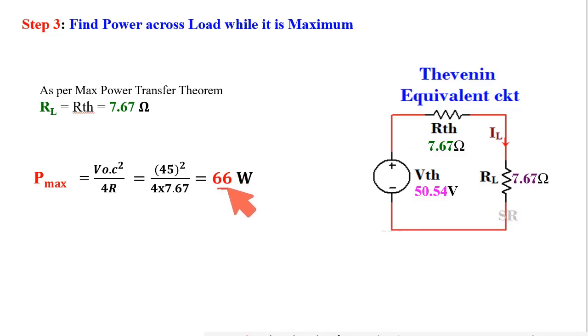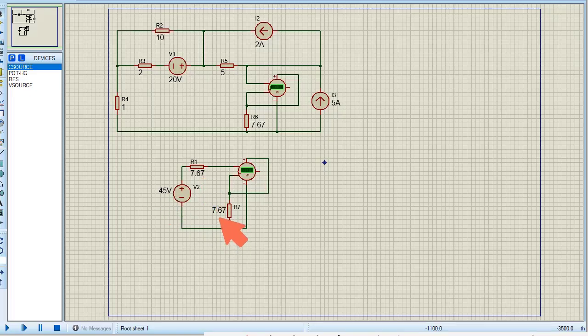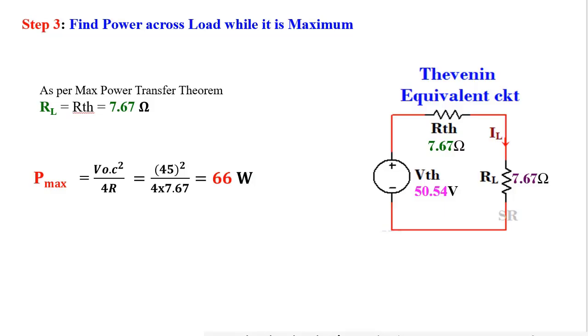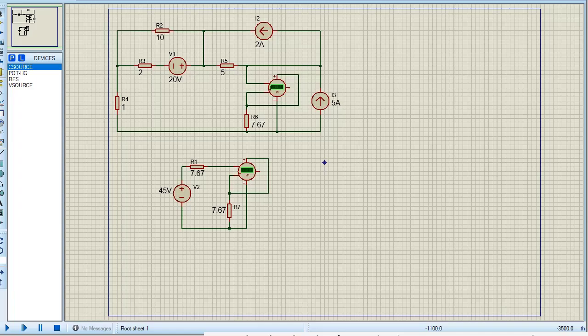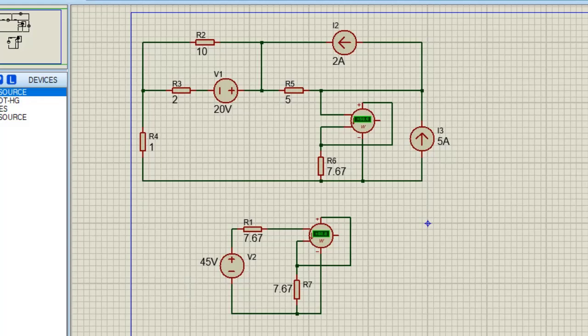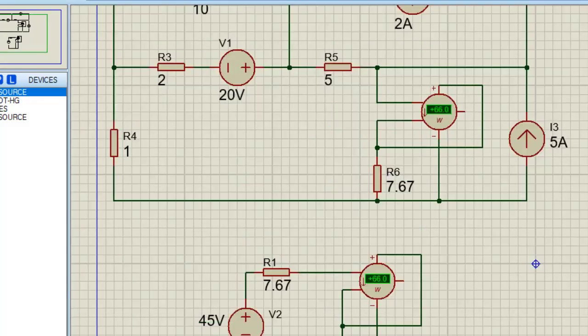Now checking whether my calculation is perfect or not. In the Thevenin circuit, the load resistance is equal to RTH, and in the main circuit I have used the same load resistance, 7.67 ohm. If I get the power in the main circuit and the equivalent circuit equal to 66 watt, then it can be certain that my calculation is perfect. So running the simulation, it is showing 66 watt, and the main circuit is also showing 66 watt. So the calculation I did to solve this problem is perfectly okay.